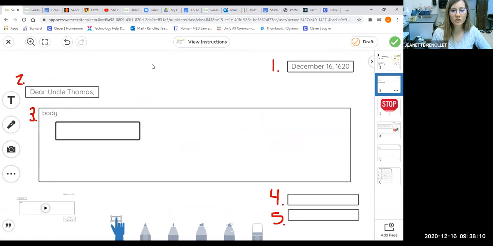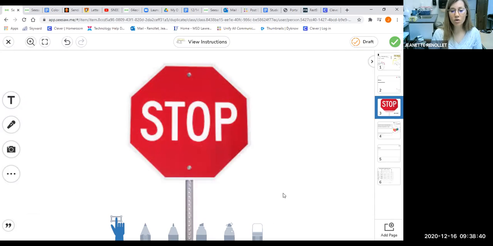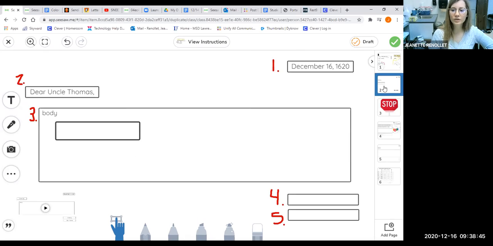So let's do a quick review of what your job is today. Your job is to do slide number 2, to write your first draft of your friendly letter to our pretend uncle. You need to describe to him what life is like in the colonies, and you need to answer those questions he asked us in his letter. If you look at slide 3, there's a big old stop sign. That's because this is for tomorrow. You only need to do slide 2 today. This should take you all of your work time today.